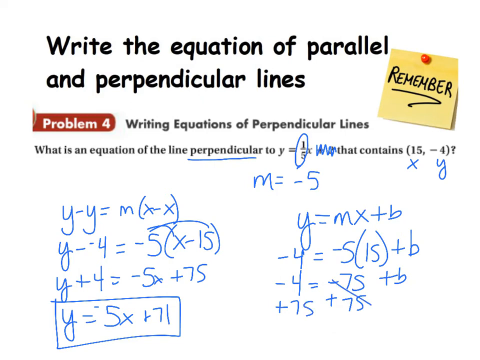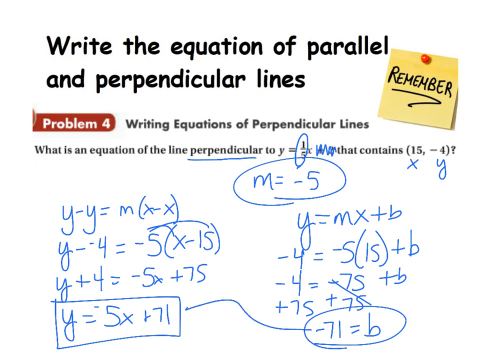And I end up with a -71 for the b, and I ran out of room, but I would take this slope right here with this b right here, and I would get that same equation right there. Either way.